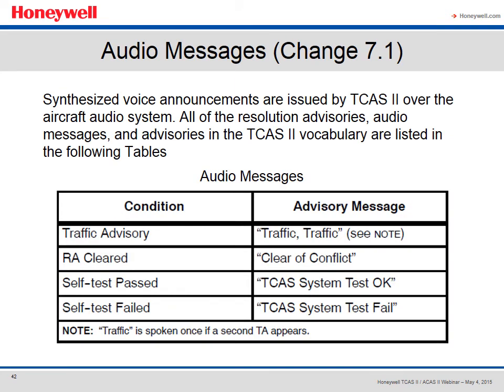These are the audio messages that the TCAS system will announce over the aircraft audio system. These are listed in the pilot guide. Of note in this first group, these are all the non-resolution advisory. And take note that the traffic advisory at the bottom there is only spoken once when a second traffic advisory appears.